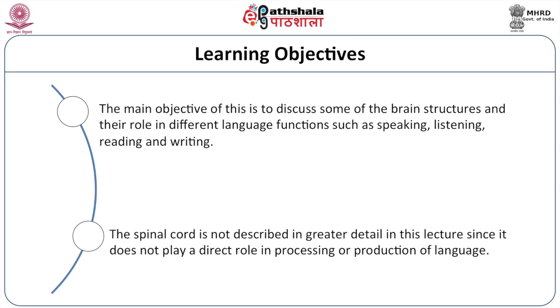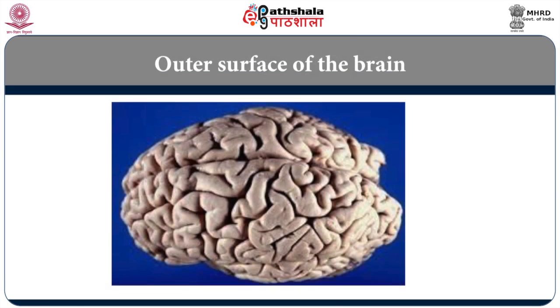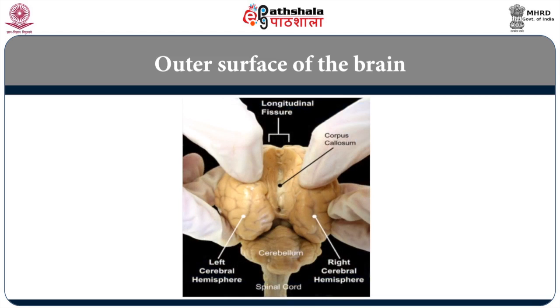Let us look at the brain starting from the outermost layer, which is called cortex. I will show you two pictures. The next two screens will have pictures of the outer layer of the brain. So this is how the outer surface of the brain looks. The next picture shows the right and the left hemisphere pulled apart. They are connected by the corpus callosum. So see the corpus callosum. Let me describe these two pictures.